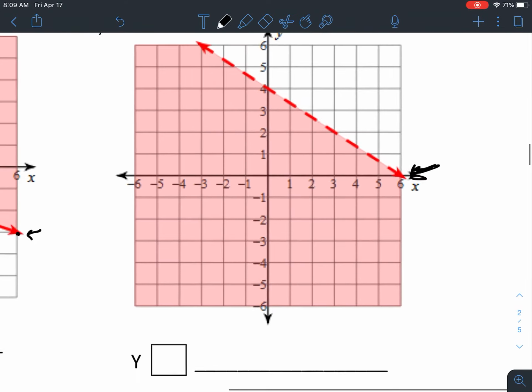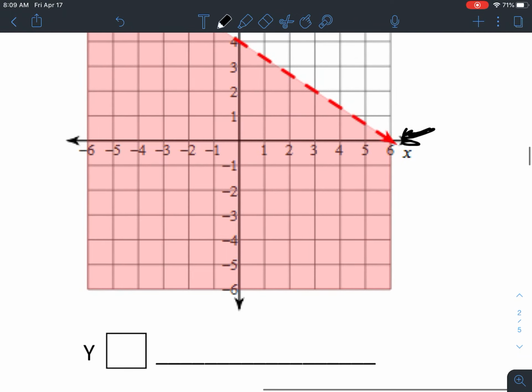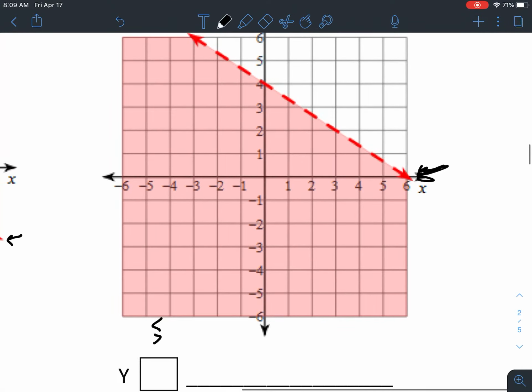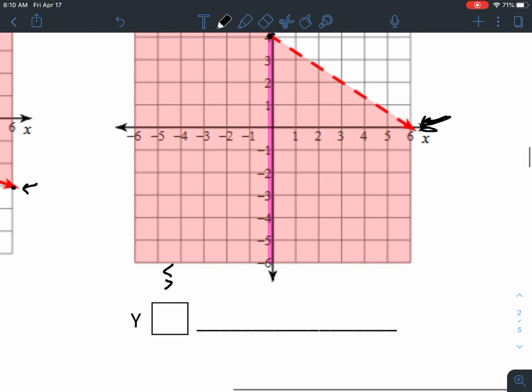Going back to letter B now. We know this is going to have to be a greater than or less than symbol. Okay, again, we know that. We now know we have to look at the y-intercept, so where it hits on the y, which is right there at 4. And because it's a positive number, it's going to be plus 4. Excuse me.